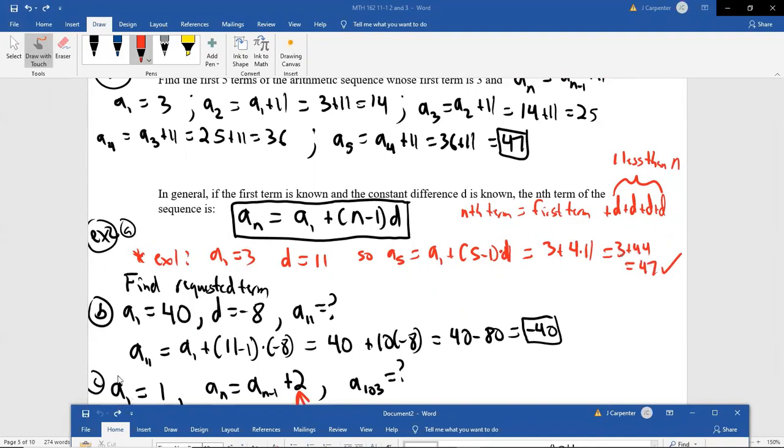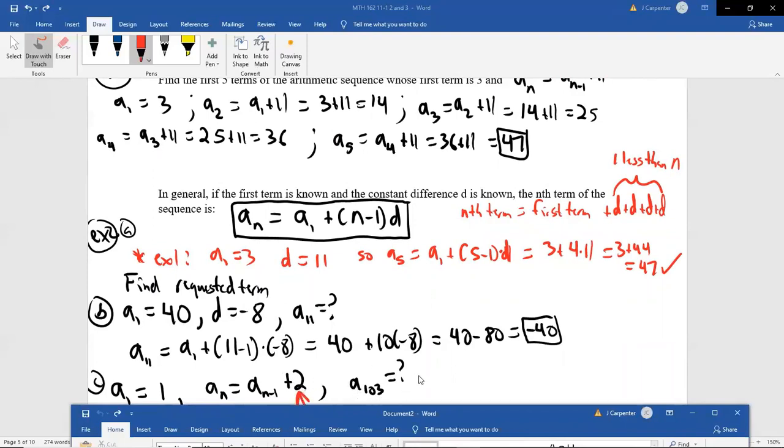For C, I'm telling you the first term is 1. Then instead of giving you the common difference, I give you the recursive relationship, which means you need to know how to extract it. And if you don't know, then what you can do is just find the second, third, fourth terms, and then find the pattern, which would be very easy to see. But with a recursive relationship, if they're just adding or subtracting a number, that is the common difference d. So that just says each term is going to take the last one and add 2. Now I want the 103rd term.